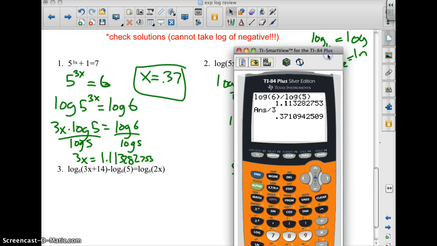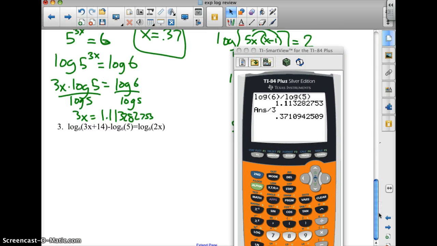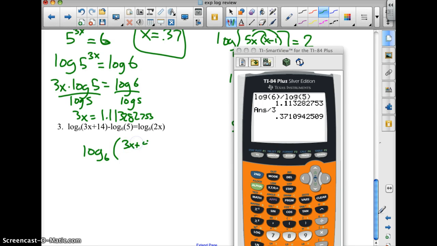Okay. And let's see. I think this is our final example here. So we got a bunch of log base 6s. Okay, these are log base 6. All right, and look, it's log base 6 of something minus log base 6 of something equals log base 6 of something else. So what I can do is turn this into a quotient, 3x plus 4 over 5, and then that equals log base 6 of 2x.